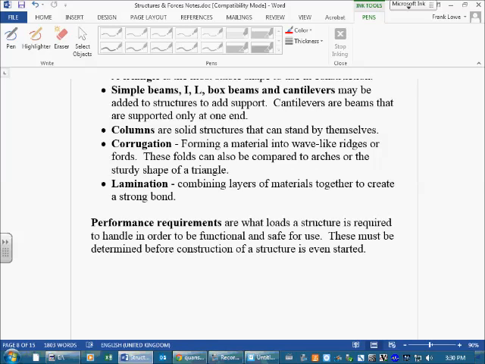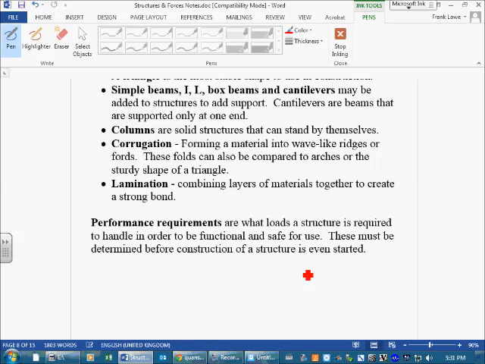Okay, last thing, performance requirements. If you just think about the term, performance requirements. Performance is doing something. A requirement is what has to be done. So when structures are made or built, before they're even put together actually, people determine what their performance requirements are. When they work, what are they going to have to be able to do? And they need to be able to do that, or else they're not a viable product. They're not a viable structure that we can use.